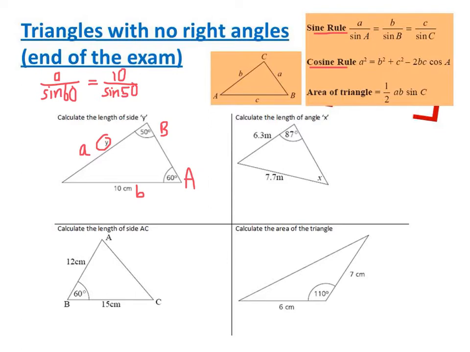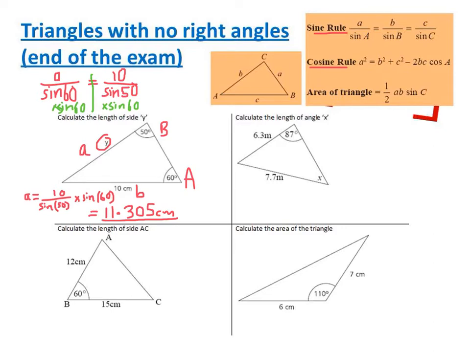Now I've substituted that into the formula, because I want to know the side a. At the moment my formula has a divided by sine 60, so if I multiply each side by sine 60, it will allow me to work out the unknown a all on its own. And this gives me an answer of 11.305 centimetres.